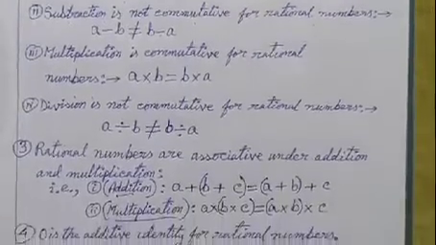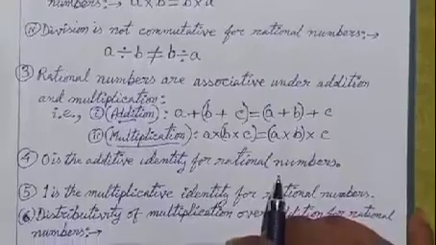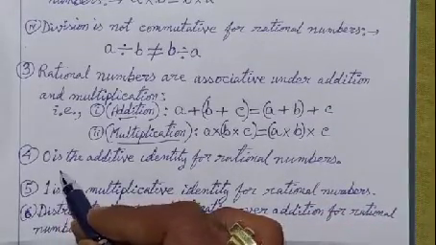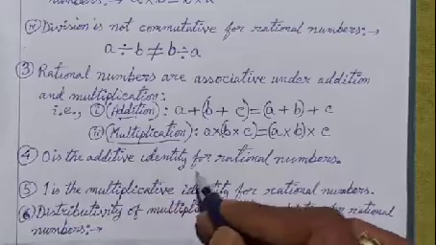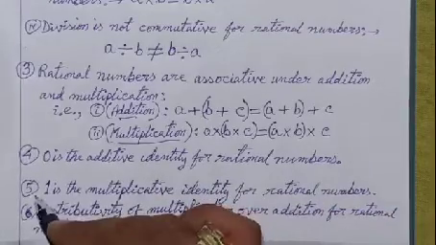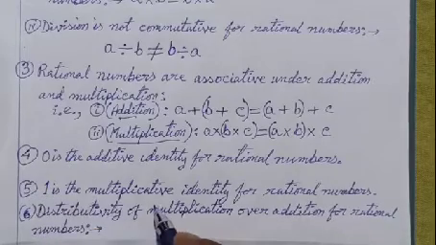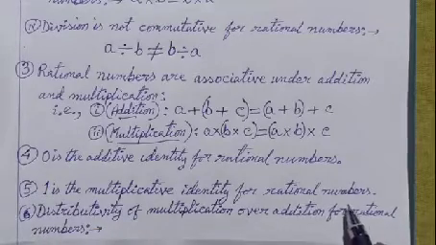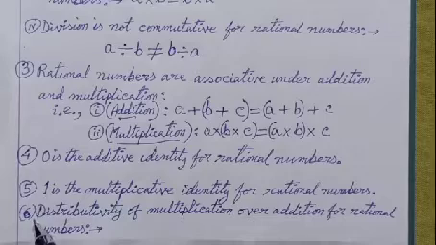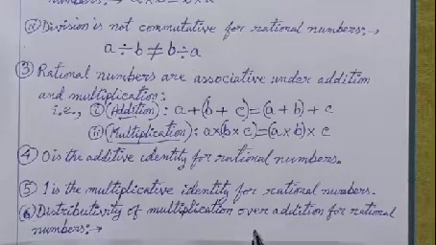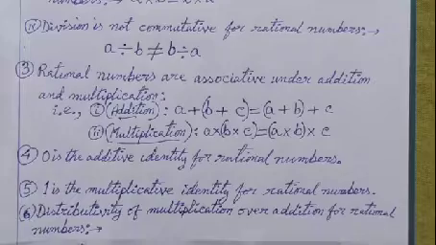Next, number 4, 0 is the additive identity for rational numbers. Number 5, 1 is the multiplicative identity for rational numbers. Number 6, distributivity of multiplication over addition for rational numbers.